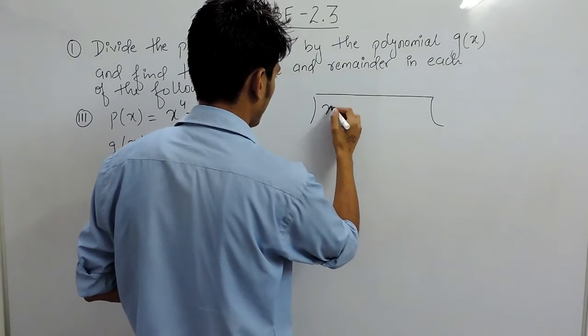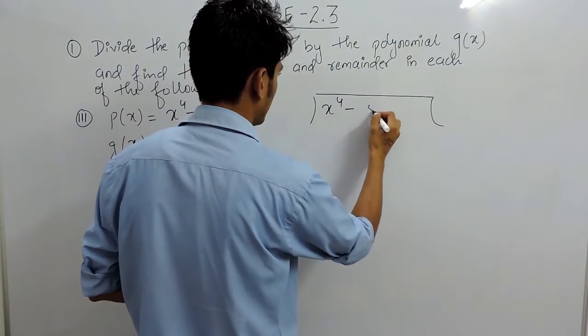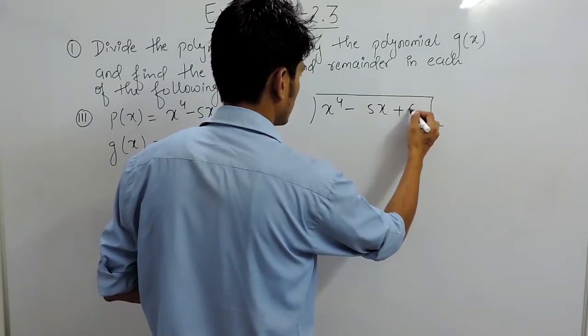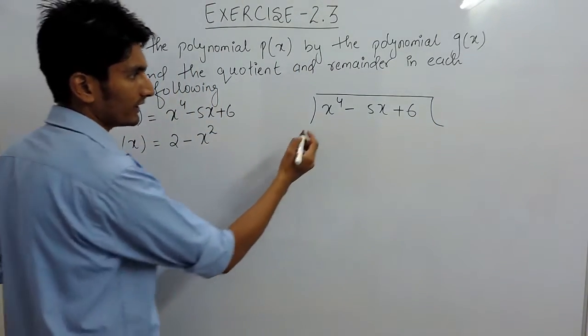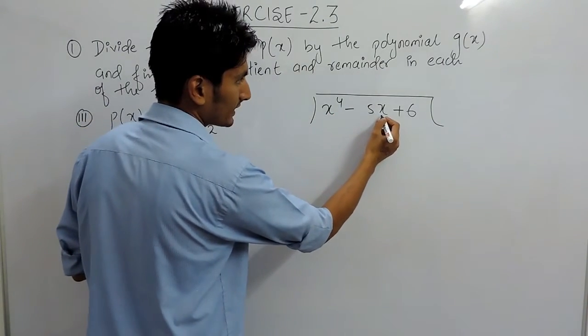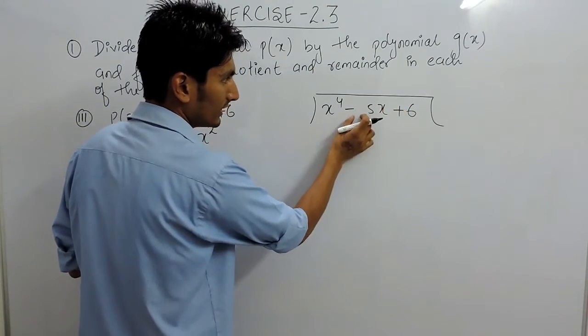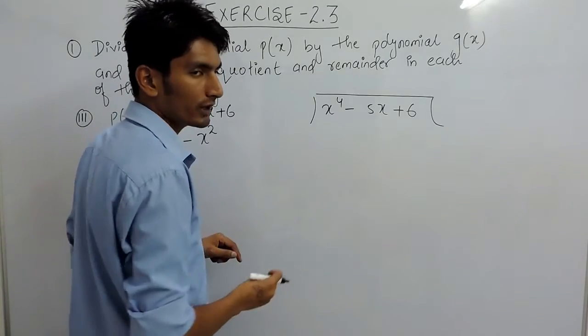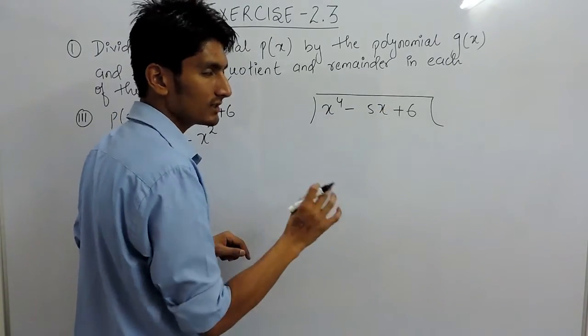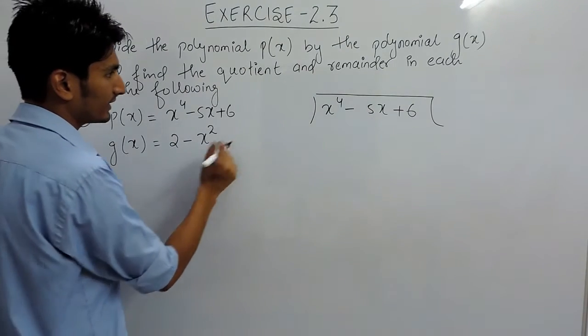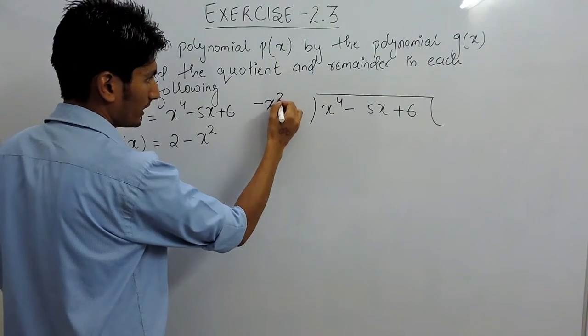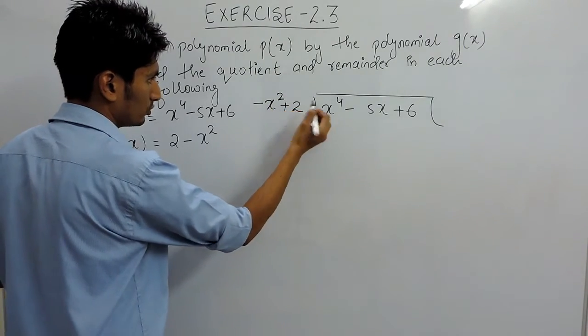Inside there would be x raised to power 4 minus 5x plus 6. Because here it is x raised to power 4 and after that the x raised to power is 1, there is no x raised to power 3 and x raised to power 2. So that would be considered as zeros. And after that you have to divide this by this, and this can be written as x square plus 2.